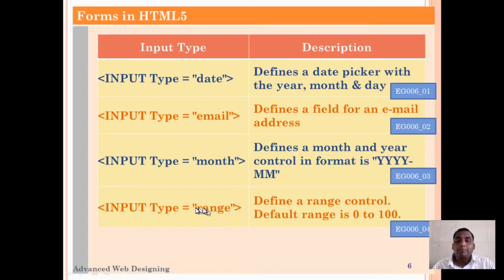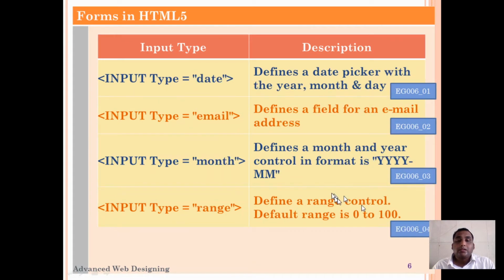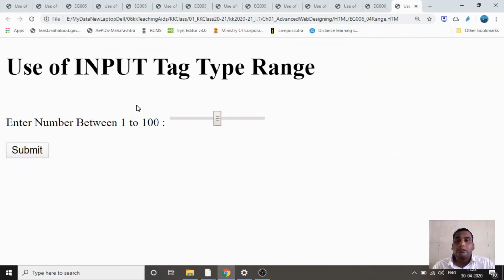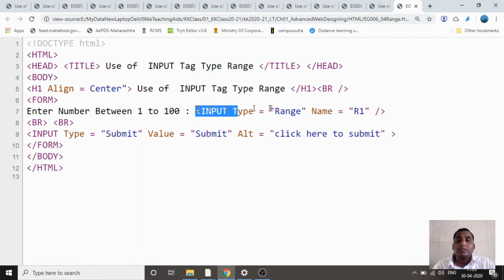Next, input type equals range. It defines the range control. Range control for minimize and maximize. You see a volume control button similar to that. Default range is 0 to 100. Let us see an output. This is a range control. For this, I have written the code as input type equals range.